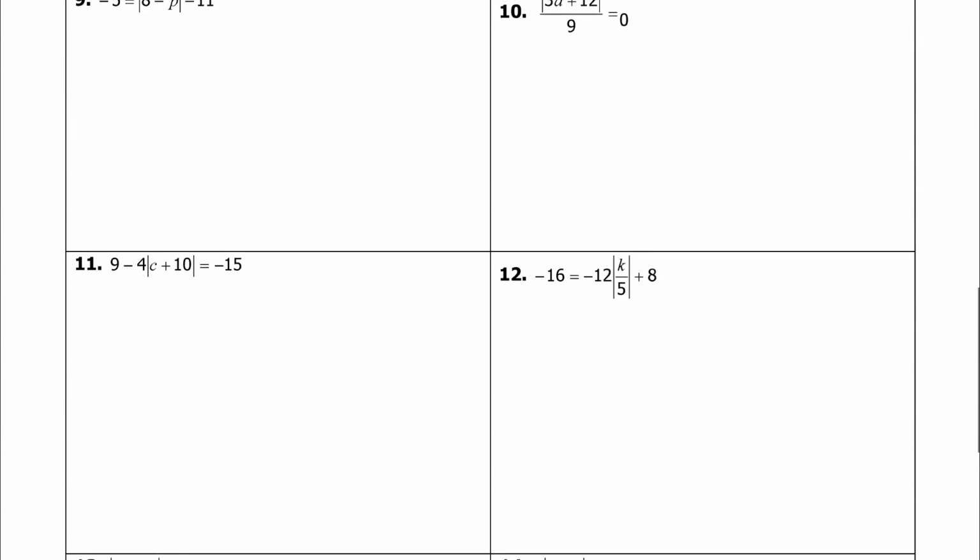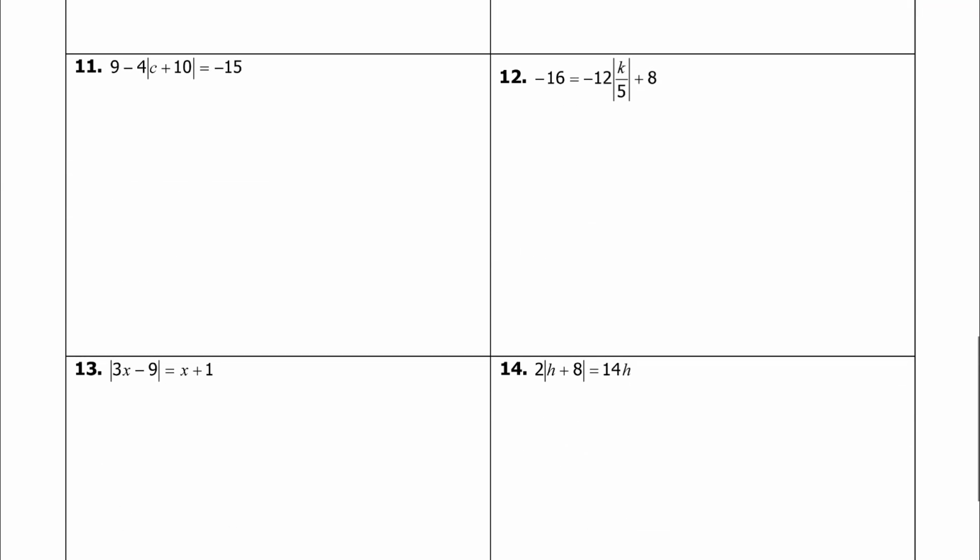The last 2 examples that I want to look at are numbers 12 and 14. Number 12, there's nothing special about it that I want to look at. It's just that you have a couple more operations that we have to address before the absolute value is by itself. The first thing is to subtract the 8 from both sides. And that gives me negative 24 is equal to negative 12 times the absolute value. And then the final step is to divide everything by negative 12.